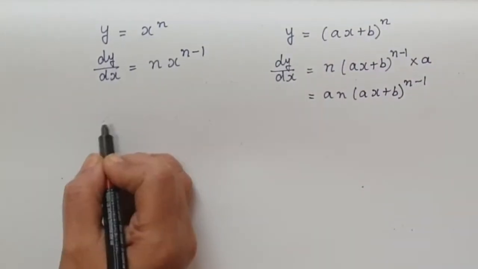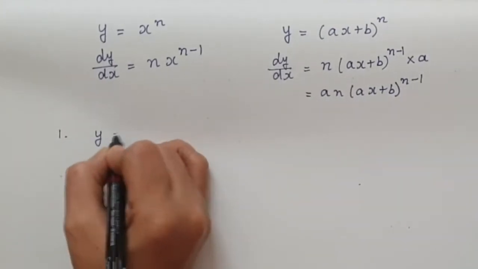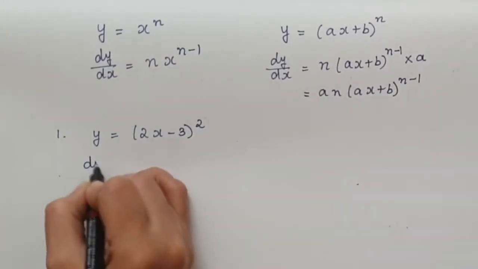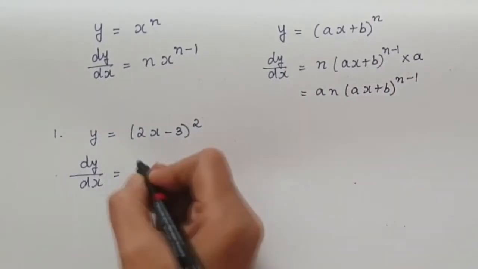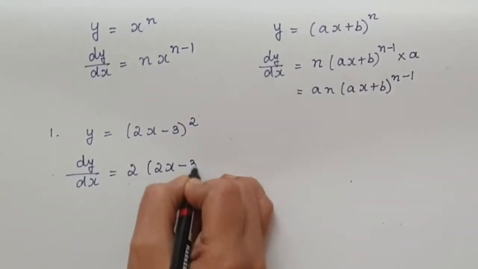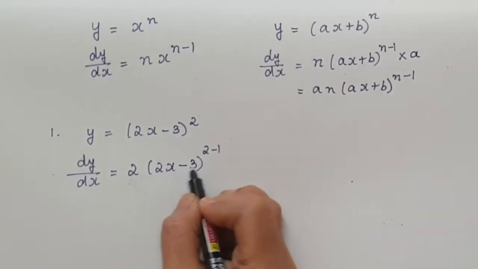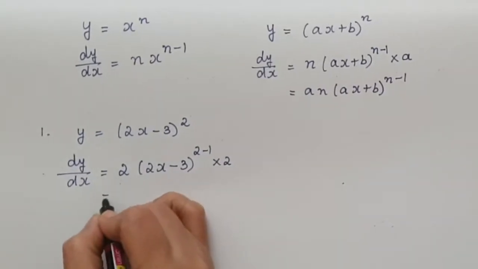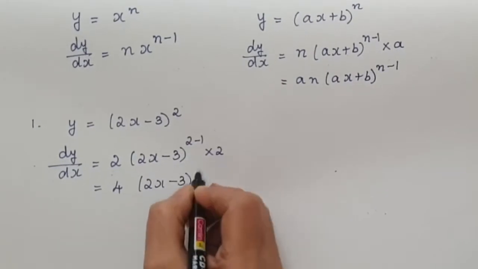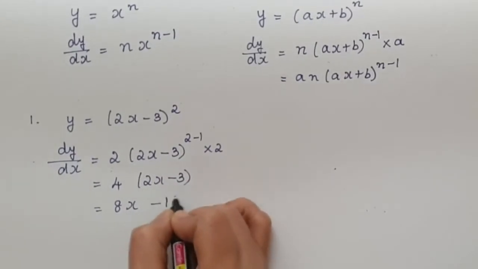So our final answer will be an into (ax plus b) the whole power n minus 1. Now let us see this chain rule with the help of a few examples. The first question: suppose y equals (2x minus 3) the whole square, then our dy over dx will be equal to, first we differentiate our power. So 2 into (2x minus 3) to the power of 2 minus 1. And when you differentiate the bracket, you get a 2. So it will be equal to 2 into 2 is 4 into (2x minus 3) to the power of 2 minus 1, which is 1.